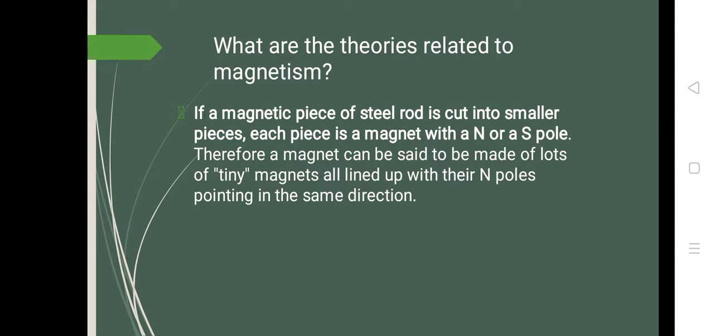What are the theories related to magnetism? The theory of magnetism is, if a magnetic piece of steel rod is cut into smaller pieces, each piece is a magnet with an N or S pole, north and south. Therefore, a magnet can be said to be made of lots of tiny magnets with their end poles pointing in the same direction.